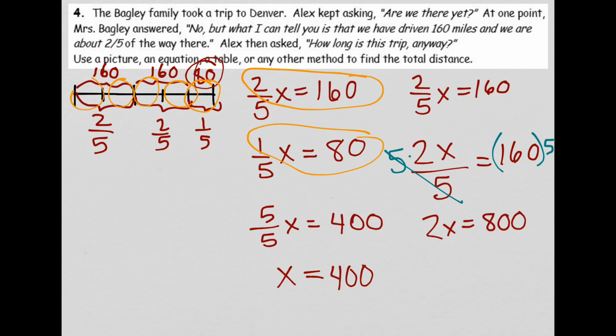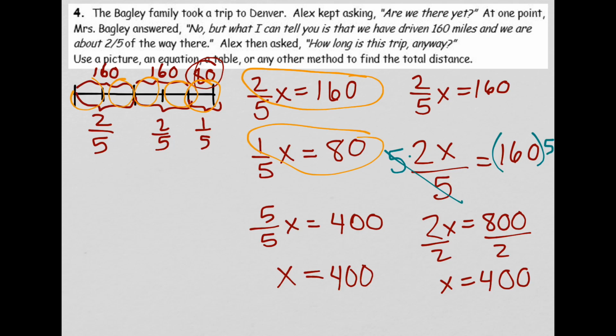Then how do I get rid of the 2? I got to divide both sides by 2. So x equals 400. So see, that was another way to solve it by treating it as a two-step problem. First, you could multiply both sides by 5, and then you could divide both sides by 2.